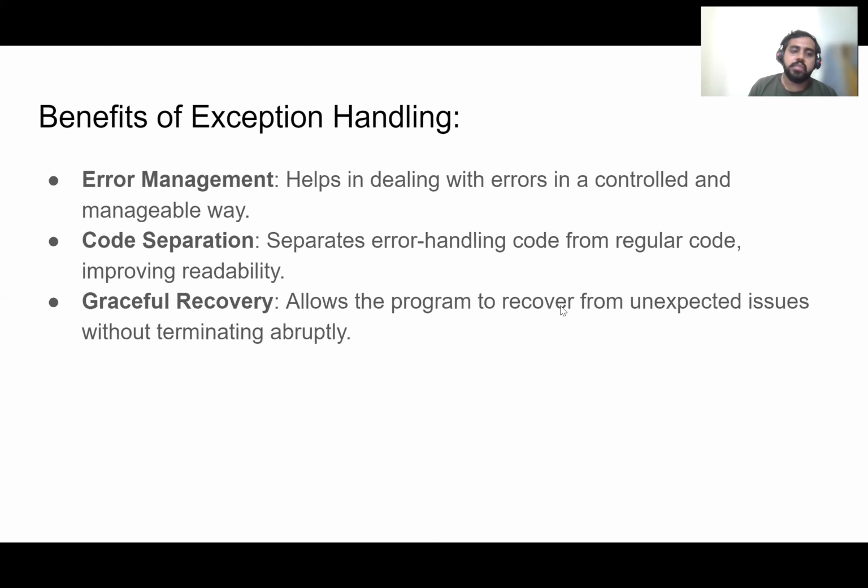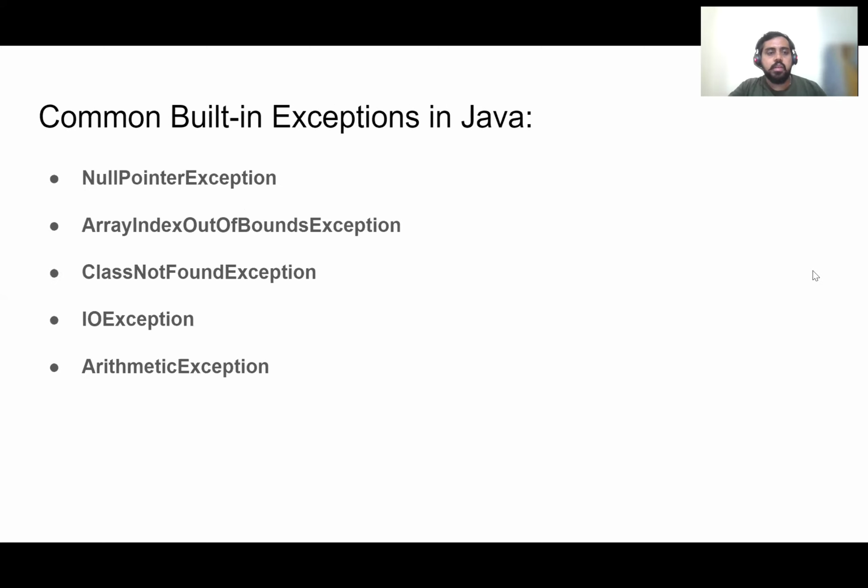Let's see the benefits of exception handling. What is the benefit? Error management, which helps in dealing with errors in a controlled and manageable way. Code separation, where we can separate error handling code from regular code using a catch block, which improves readability. And graceful recovery, which allows the program to recover from unexpected issues without terminating abruptly. These are some of the common built-in exceptions in Java: null pointer exception, array index out of bound exception, class not found exception, IO exception, arithmetic exception.